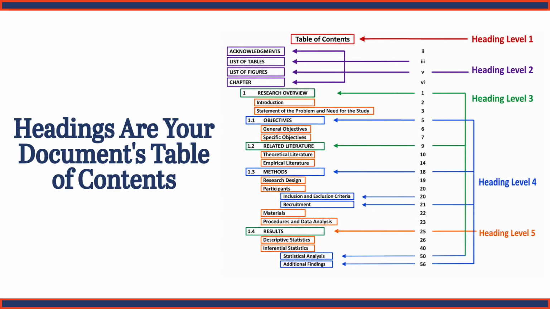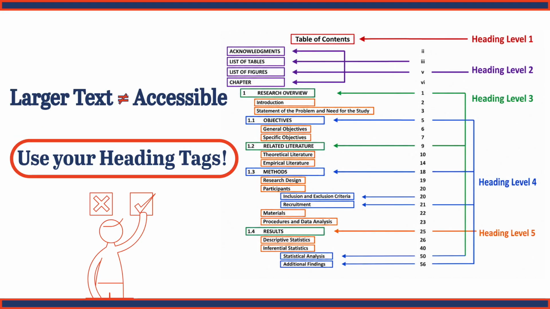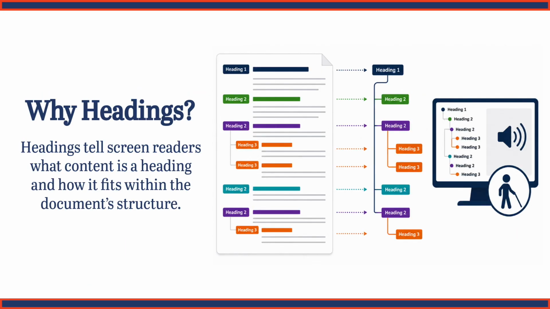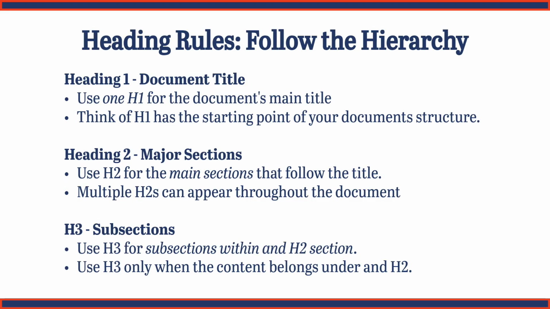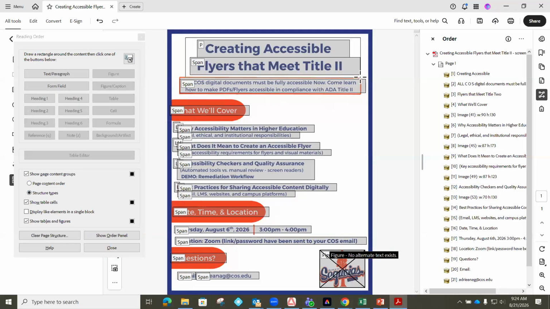Think of headings as a table of contents built into your document. Instead of making text look bigger or bold just because it looks like a title, you assign it a heading tag. This tells assistive technology that text is a heading and where it fits in the document. For example, Heading 1, also known as H1, is the main title of the document. There should only ever be one Heading 1.